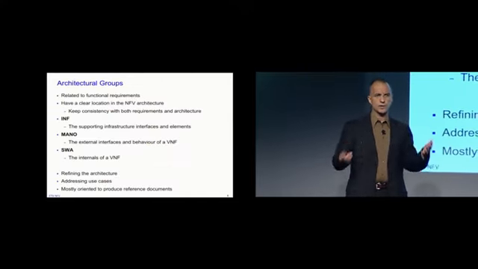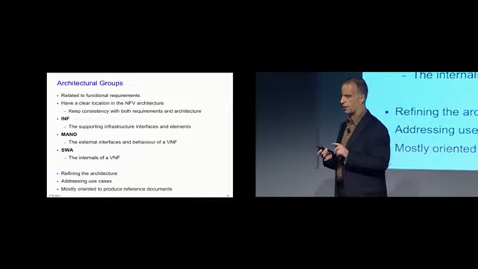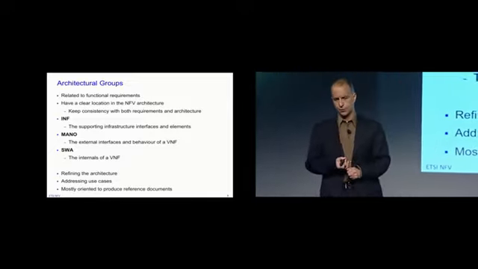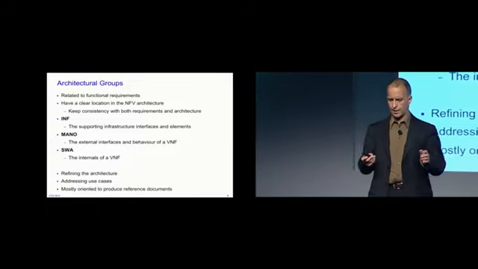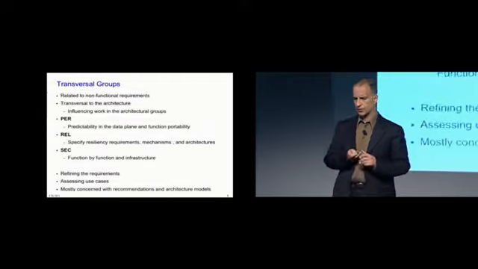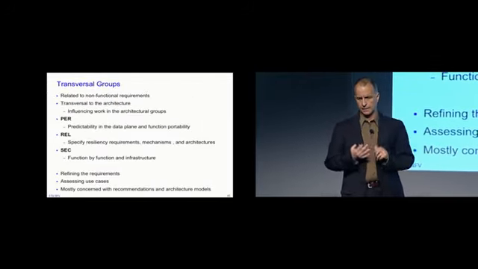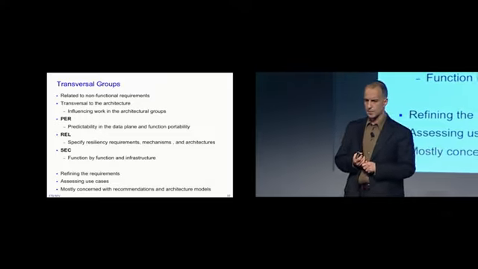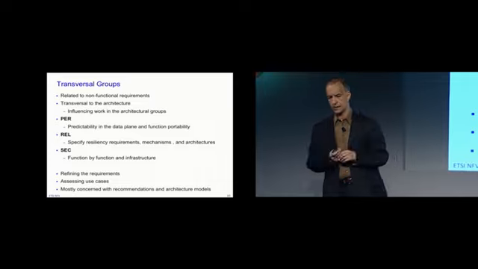The working groups are divided into groups. We have the architectural groups: the infrastructure, the management and orchestration, and the software group. They deal with the functional requirements for NFV. And there are also the transversal groups, which are performance, reliability, and security, and they relate to non-functional requirements. The last two groups, reliability and security, actually are expert groups.